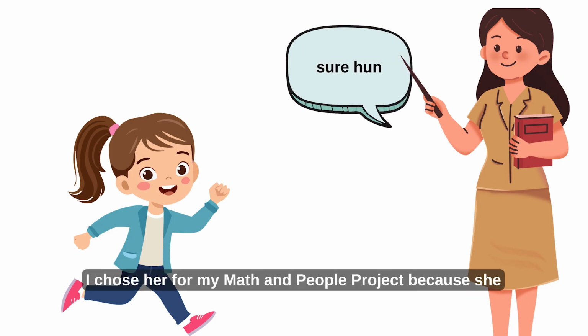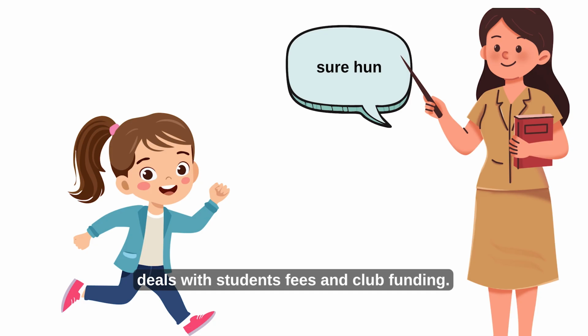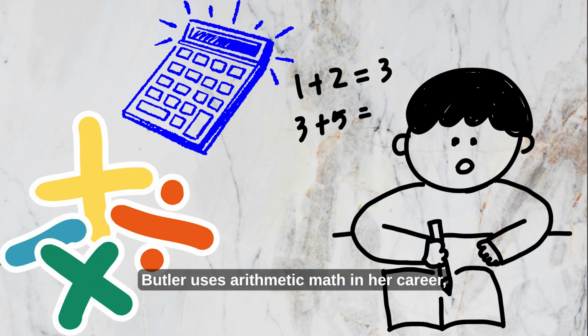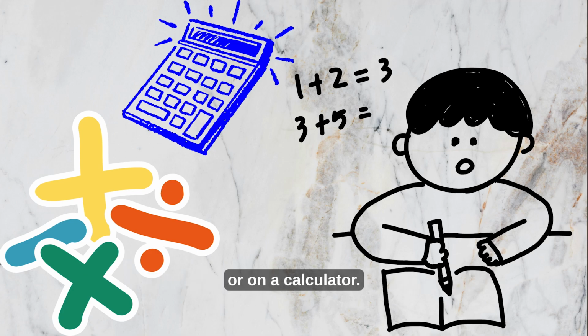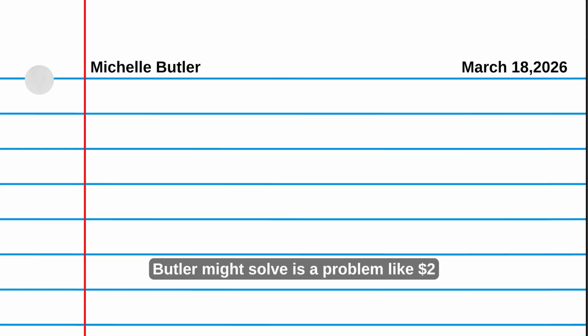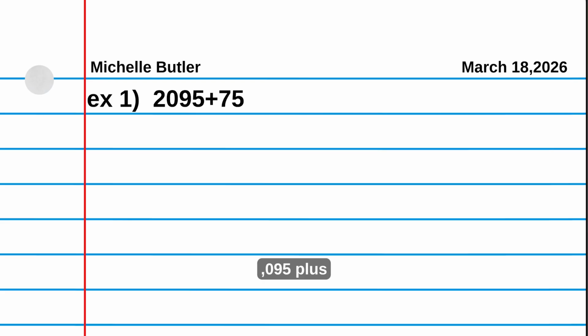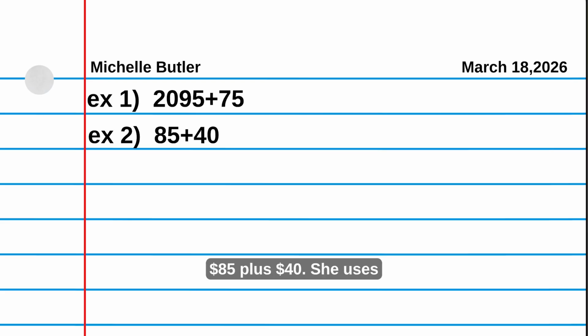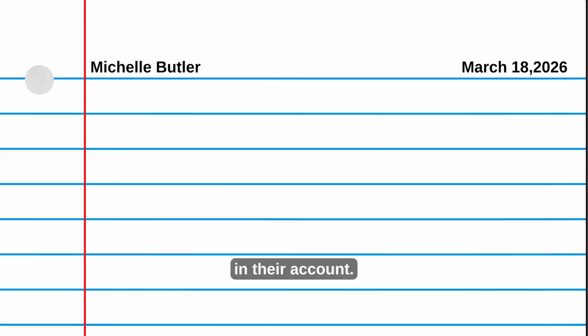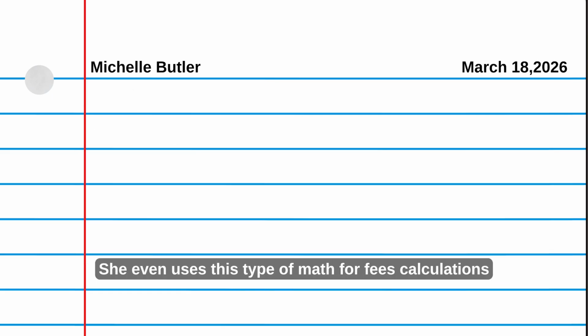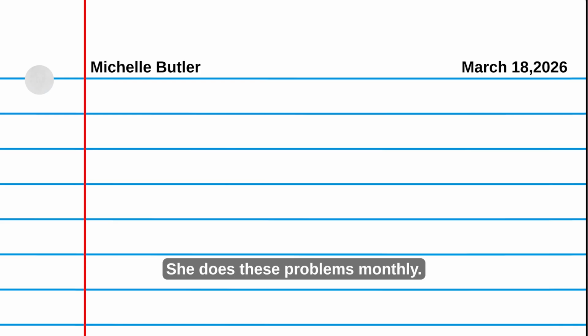I chose her for my Math and People project because she deals with students' fees and club funding. Ms. Butler uses arithmetic math in her career, and when Ms. Butler uses this math, people still check over her because she counts by hand or on a calculator. Ms. Butler learned this math beforehand. One problem Ms. Butler might solve is a problem like 2,095 plus 75, or something smaller like fees, 85 plus 40. She uses these types of problems to ensure the money for certain clubs is in their account. She even uses this type of math for fees calculations for students with fees from their elementary school and up. She does these problems monthly.